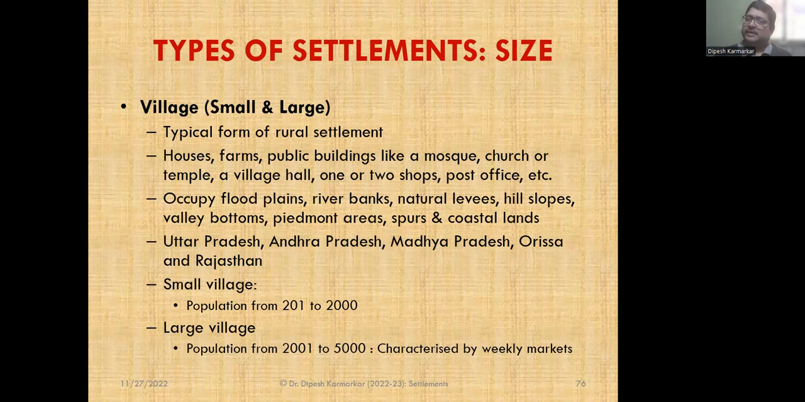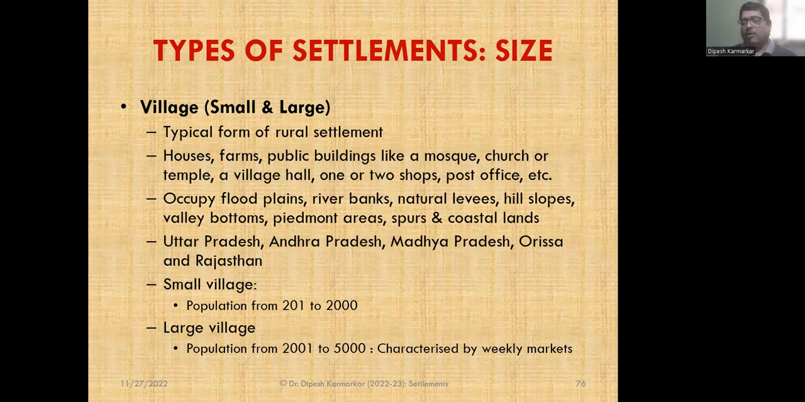Villages can be sub-classified into small villages and large villages, again on the basis of population. When we say small village, it is usually a village ranging between 200 to 2000 in population, while a large village is one whose population in general ranges between 2000 to 5000. Now, large villages have additional characteristics. A large village is also a site of a weekly market.